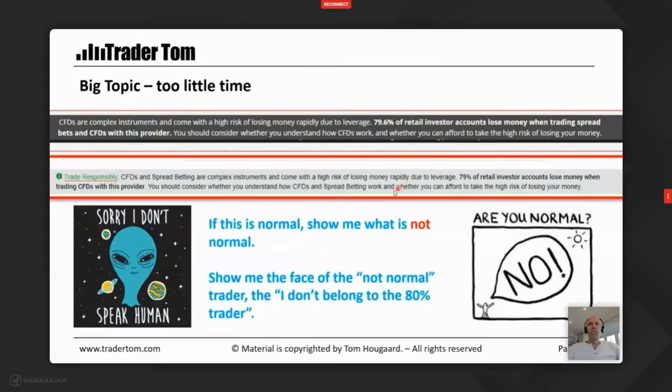This is normal. So I'd like to ask you, well, what's not normal? What do the 80% continuously do? What do the 90% continuously do? And what do the 10% that aren't losing, what are they doing? Because it seems to me that normal human behavior can be directly attributed to the large percentage of losses that we are seeing in the trading industry. So show me the face of not normal.